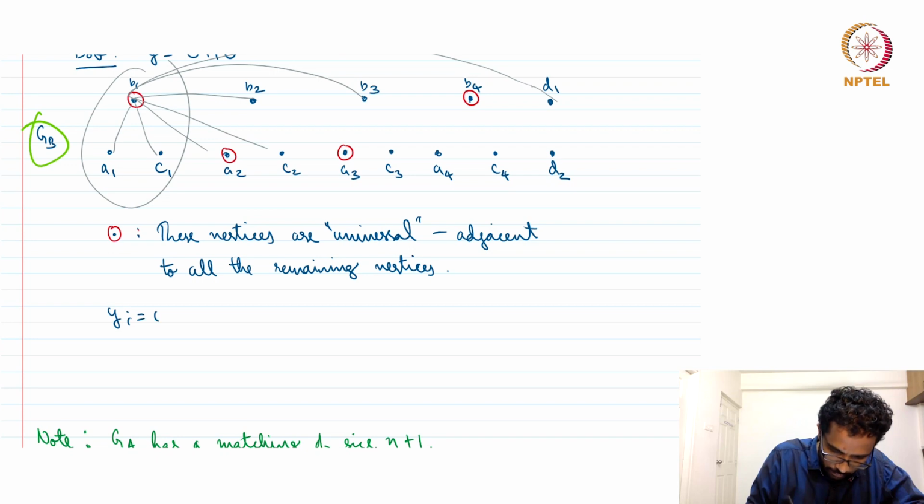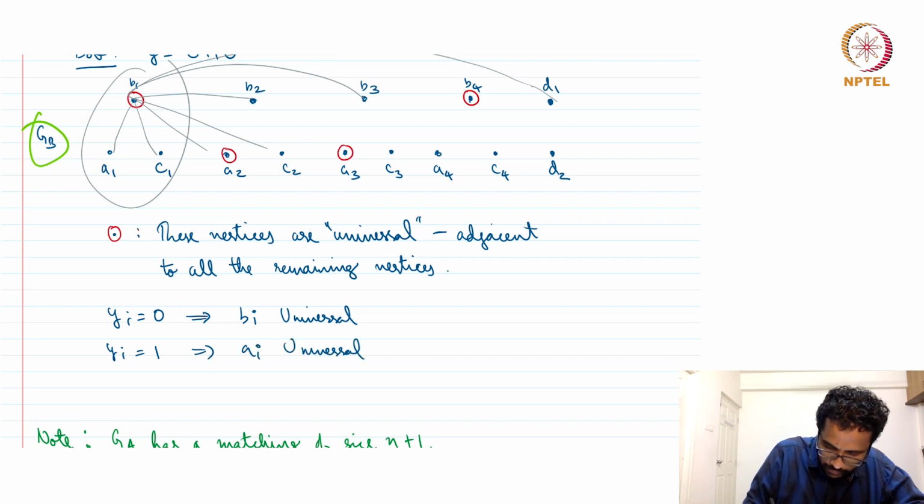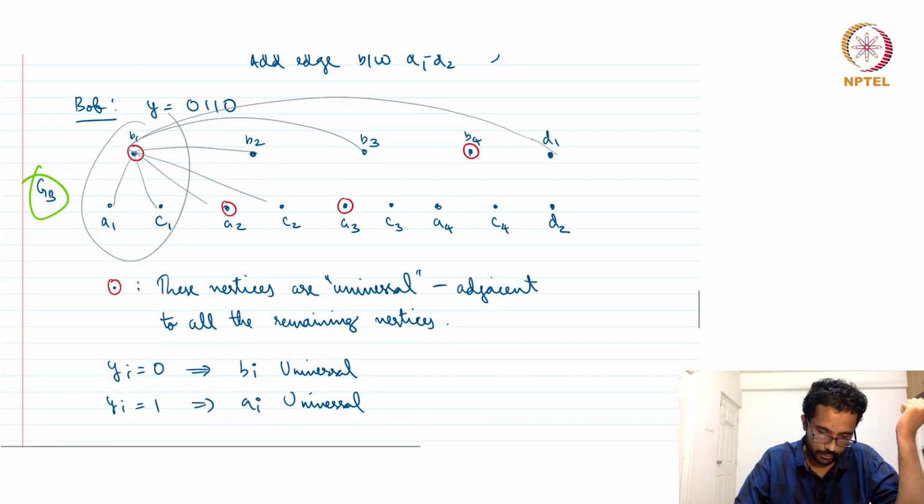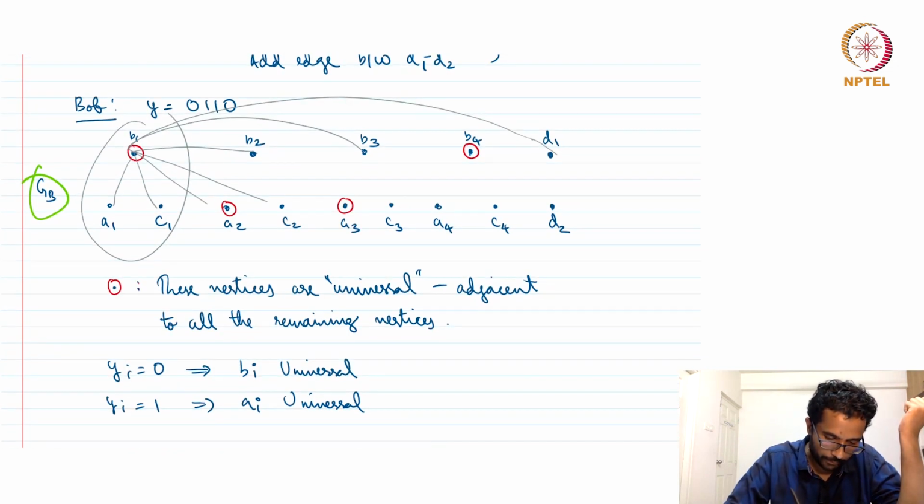Yi equal to 0 means you make Bi universal, and Yi equal to 1 you make Ai universal. So in every group, every 3-tuple Ai, Bi, Ci, you make one vertex universal depending on what the ith bit is.